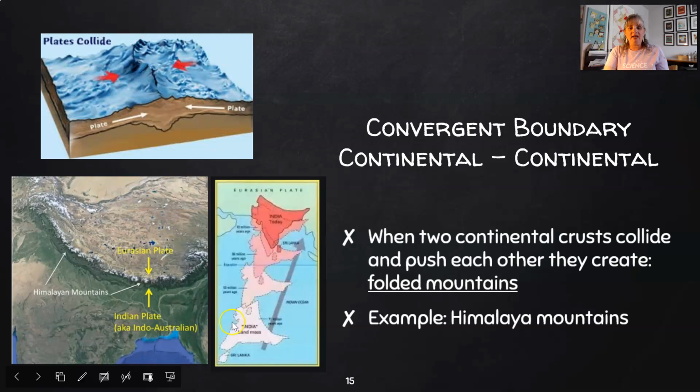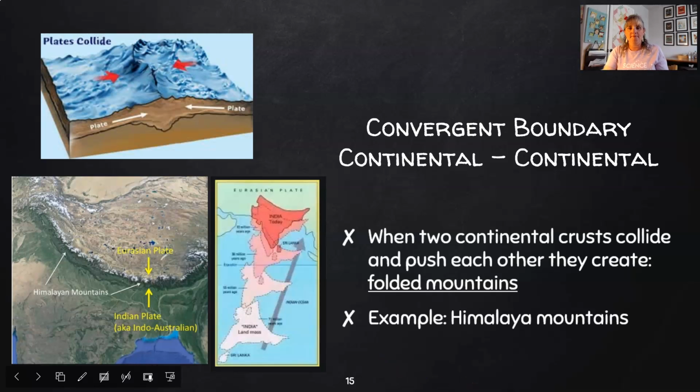And our example is the Himalayas, which is where Mount Everest is. So we've got the Indian plate that moved and crashed into the Eurasian plate, and it created a chain of mountains where they have a colliding boundary right there. So those mountains are actually still getting bigger to this day because these two plates are colliding or have a convergent boundary.